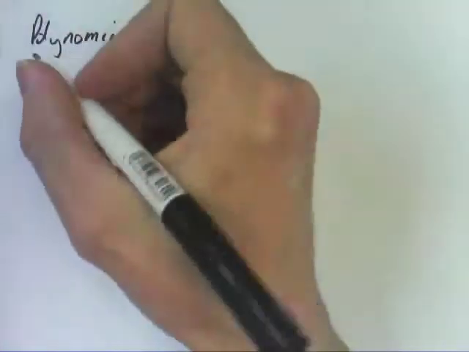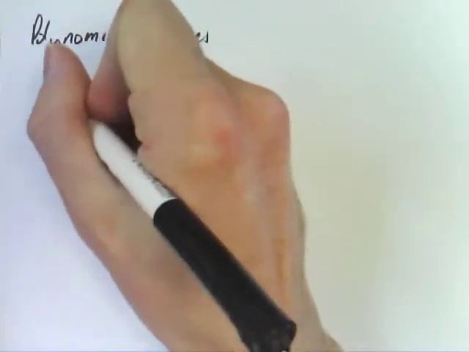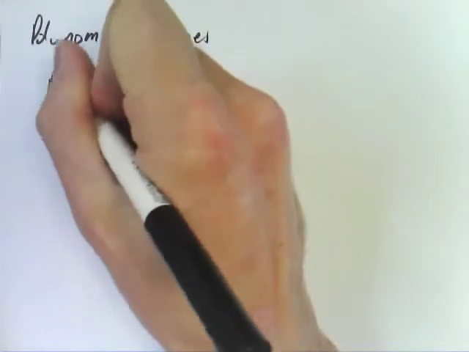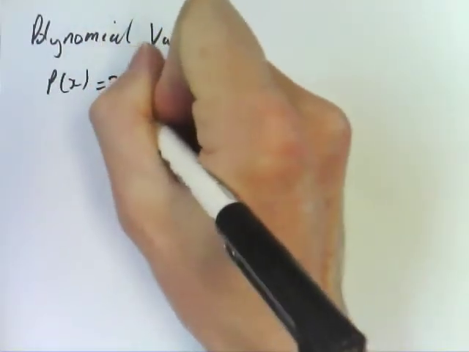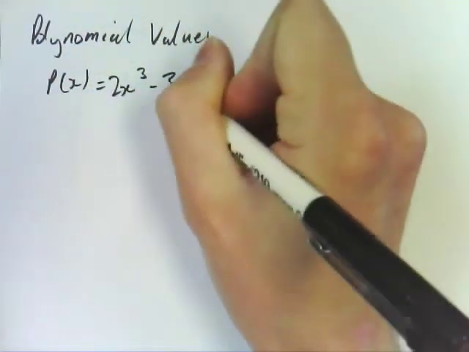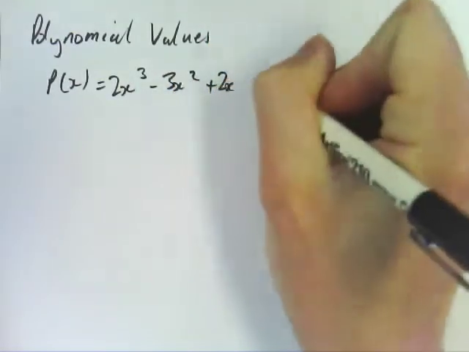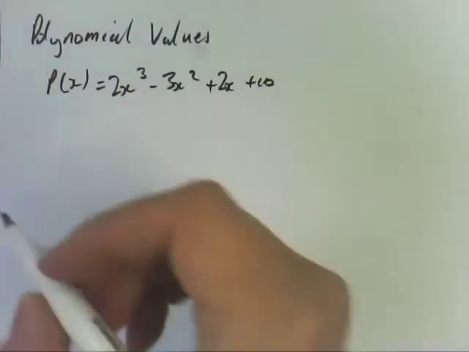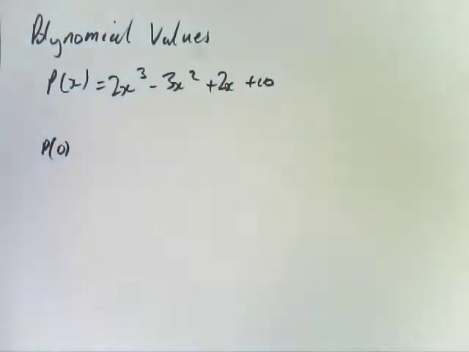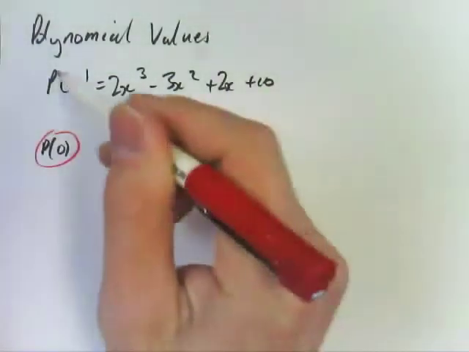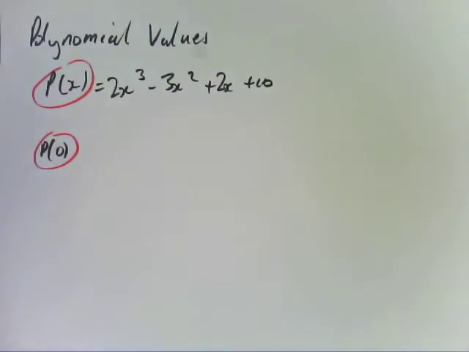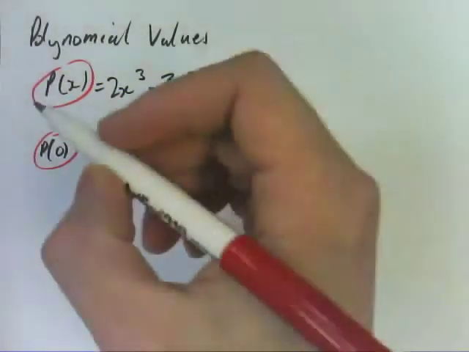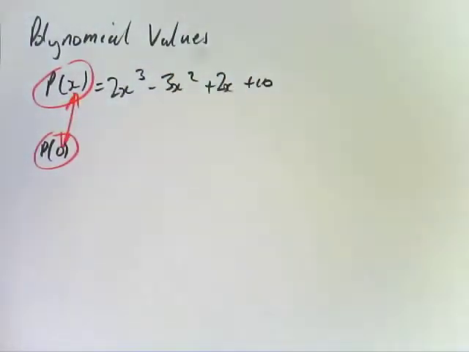Alright, so polynomial values is all about substitution. If we have a look at question 1, it says p(x) equals 2x cubed minus 3x squared plus 2x plus 10. So 1a is asking, what's p of 0? If you have a look at the difference between this and this, what's the difference? The x and the 0. So all we're doing is substituting 0 in for x.